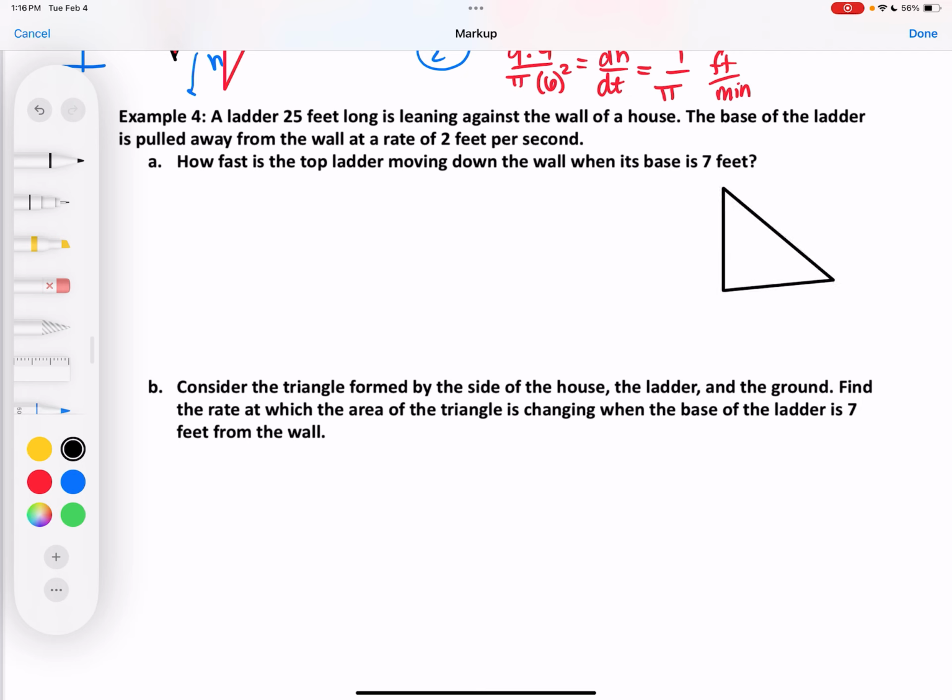So, this is the ladder. I think L makes sense for that. This is the wall, which is y. This is the ground, which is x. And you don't have to use L for ladder, obviously. I just think it makes sense, so I did. I wrote L for ladder. All right, so then I've got x, y, and L, and then dx/dt, dy/dt, dl/dt.